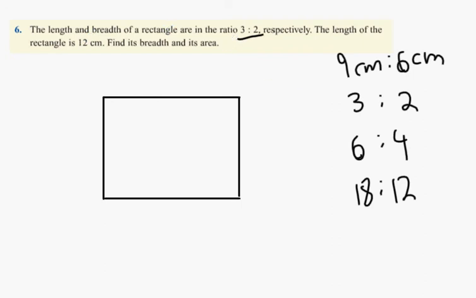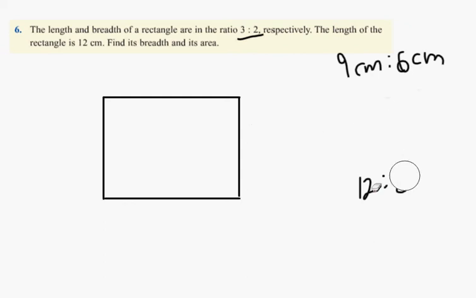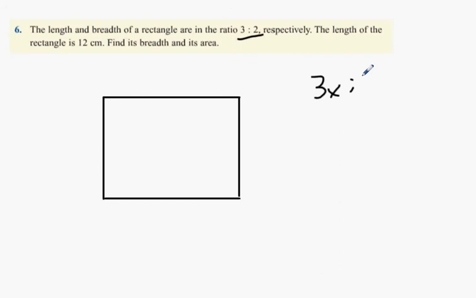We could scale it up, couldn't we? We could scale it up until we could double that one, couldn't we? We could have 12:8. Would that make sense? That the length is 12 and the breadth is 8. That's one way of doing it. Another way of doing it is to just call it 3x is to 2x, because you don't actually know the values whatsoever. So you could do it like this. You could say 3x is to 2x.